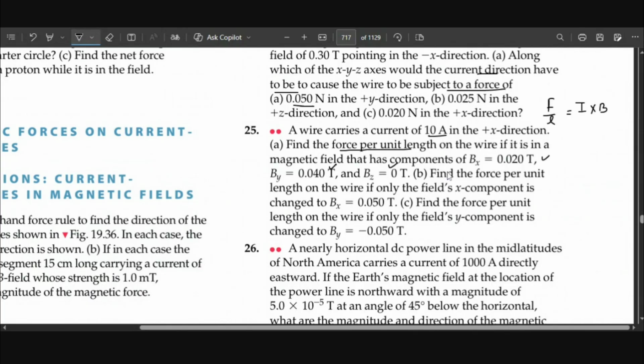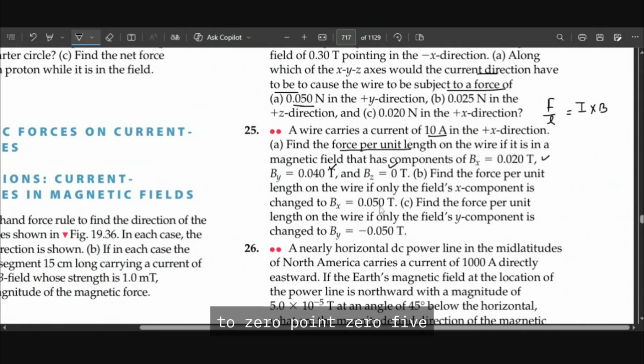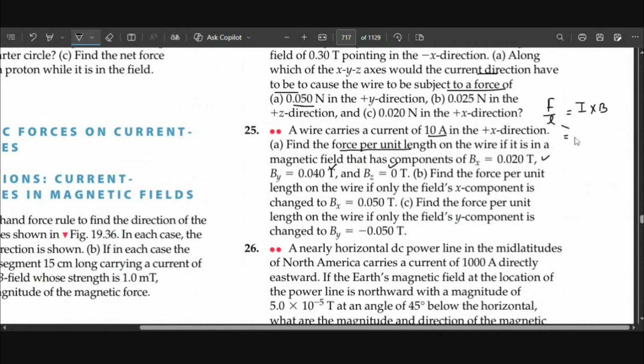So first is force per unit length of the wire if it is in magnetic field that has a component this. Find the force per unit length of the wire if only the field's x component is changed to 0.05. So force per unit length will be represented in all the directions respectively by mentioning in x, in y, in z. So force per unit length in x-axis you'll find out, force per unit length in y-axis you'll find out, similarly in z-axis, and this is how you're supposed to have the answers. Did you get this one?